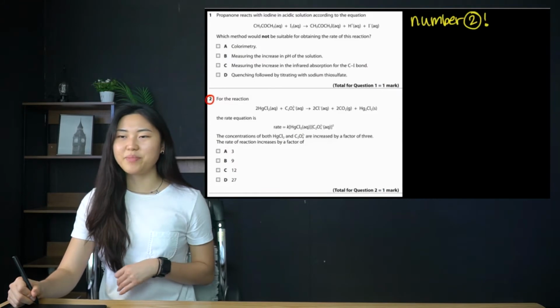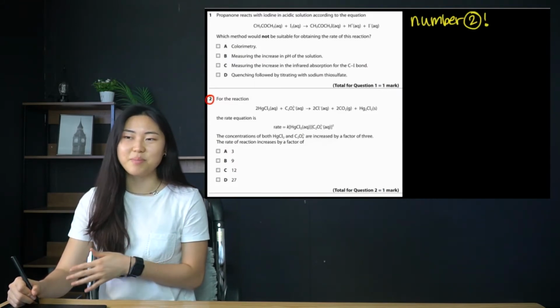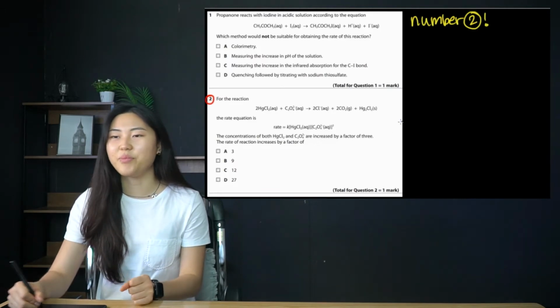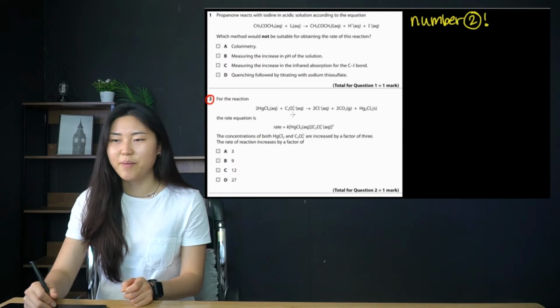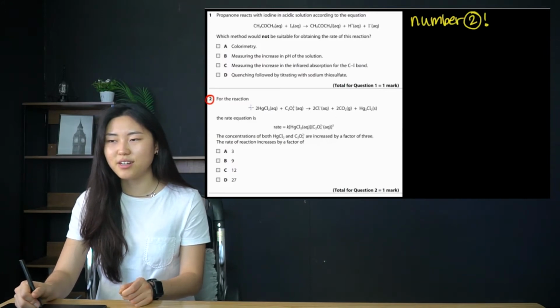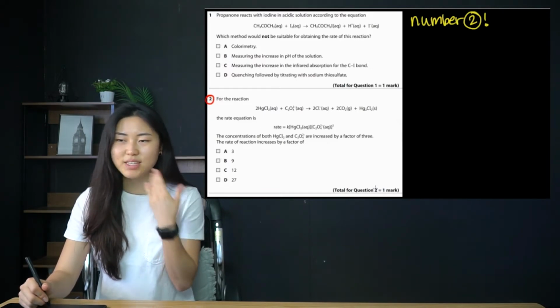Okay, so yeah, A, C, D were correct, and B was the incorrect one. So 2, for the reaction shown over here, it's too long to say everything, but the important bit is that they gave us the rate equation, right?